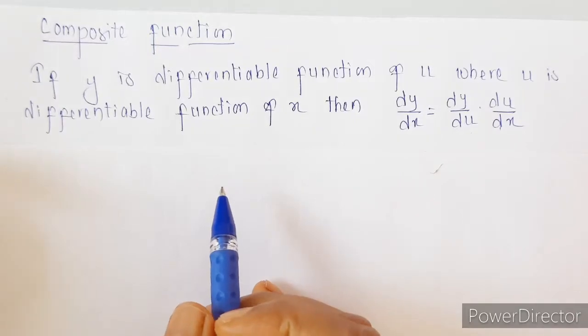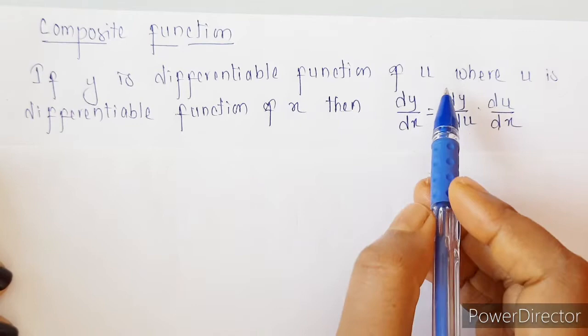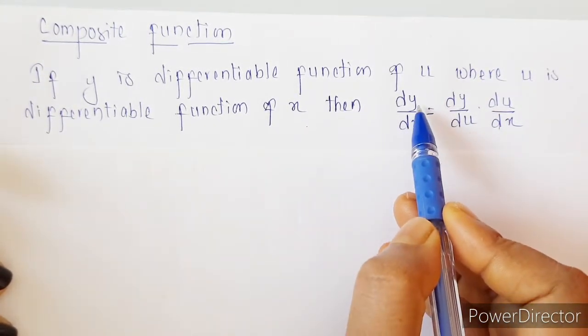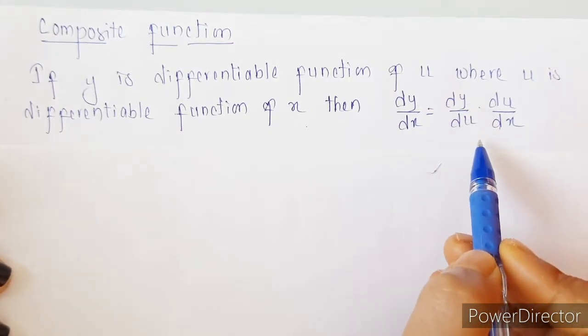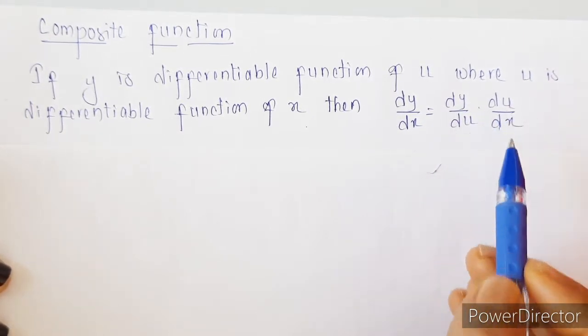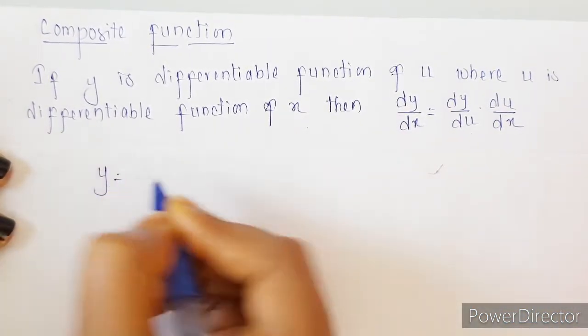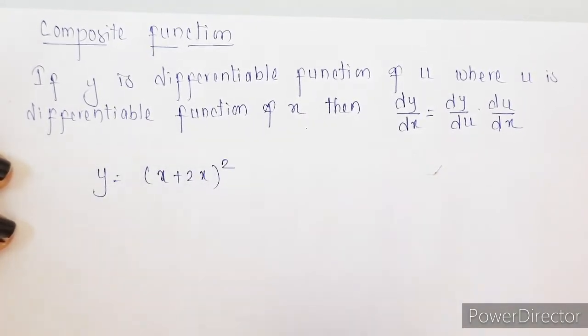Derivative of a composite function. If y is a differentiable function of u, where u is a differentiable function of x, then the derivative of y with respect to x can be written as the derivative of y with respect to u multiplied by the derivative of u with respect to x. Now suppose we have y = (x + 2x)^2.